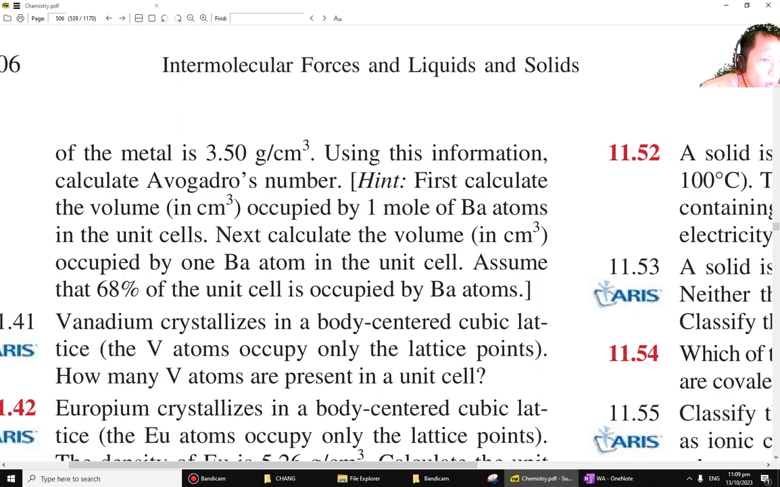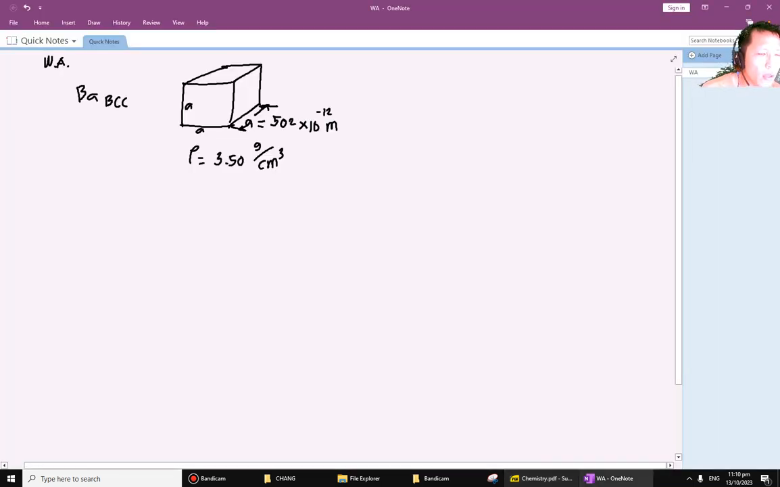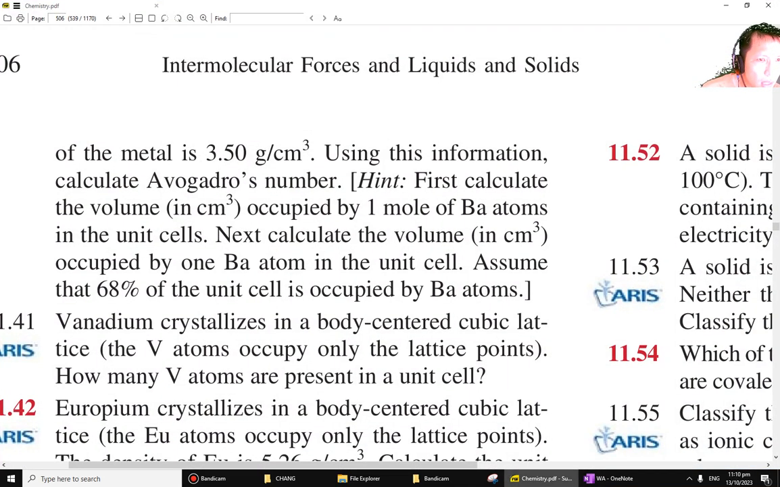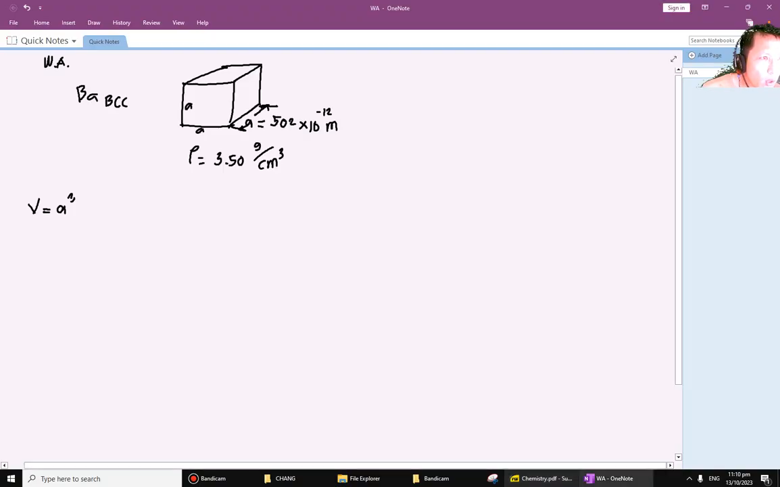Next, calculate the volume. A hint: first, calculate the volume in cubic centimeter. So we'll just follow this because it has a hint. Okay. So we will calculate the volume. The unit cell is a cube. Calculate first the volume in cubic centimeters. So we'll do that. Just follow this solution now.